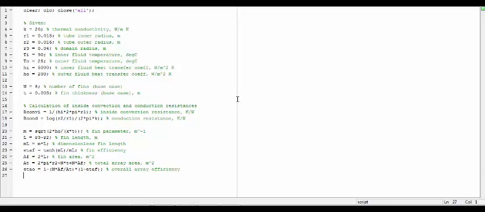So we can then calculate out RTO. RTO is 1 divided by A_o times h_o times eta_o. This is the overall array resistance, Kelvin per watt. So we can then calculate our heat flow per unit length. First, calculating the total thermal resistance is R convection i, so R conduction plus RTO. Then the heat flow per unit length is just going to be Ti minus To divided by R total.